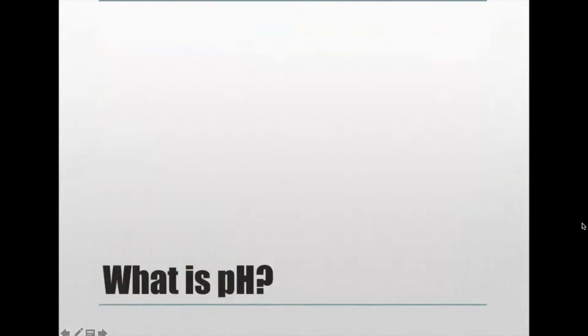pH is the measure of how acid or how basic the soil is. And this could be measured through the concentration of hydrogen ions in the soil. So, soils with an abundance of hydrogen ions is going to be more acidic with a lower soil pH. Soils with a lower amount of hydrogen ions is going to be a more basic soil pH with a higher soil pH.